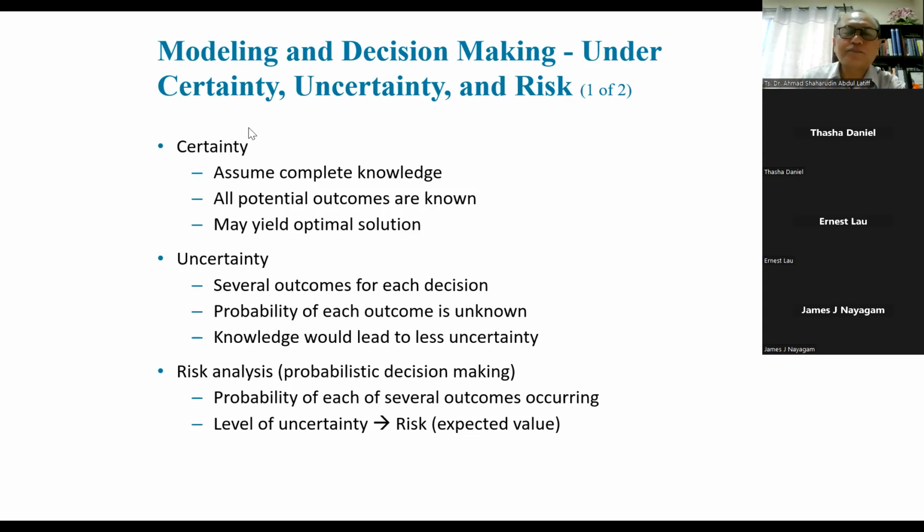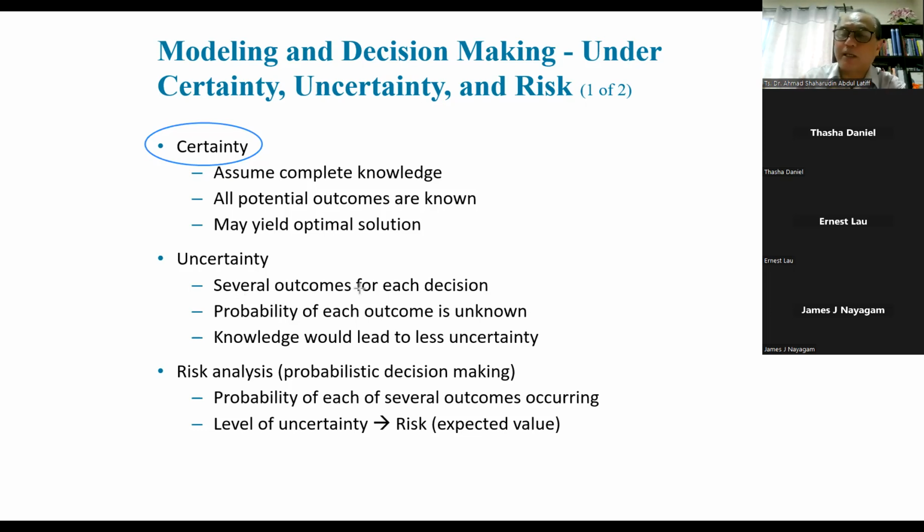Another situation we call uncertainty. Uncertainty is when there are several outcomes for each decision, and the probability is unknown. You don't know at all. Having knowledge will lead to less uncertainty. So we have no knowledge about the probability of each outcome.